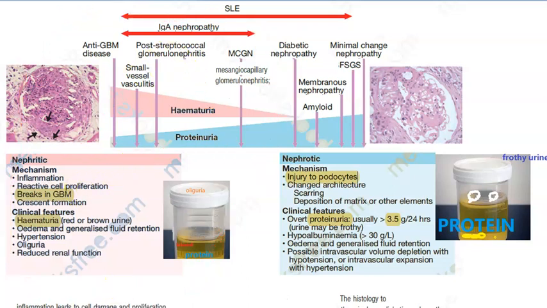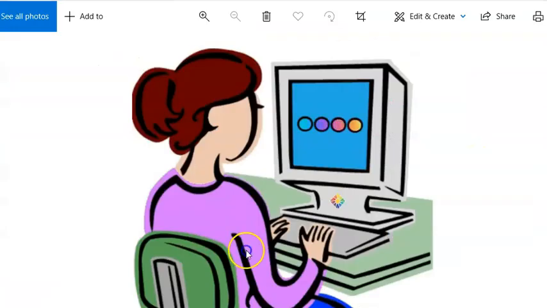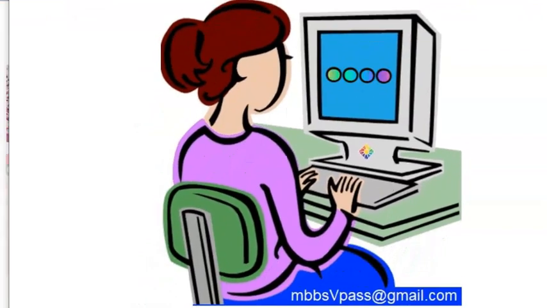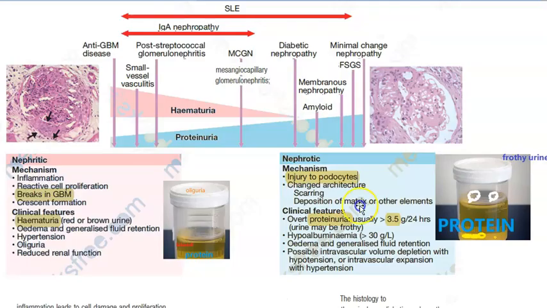Nephritic itself can later progress to become nephrotic. That is another thing you have to understand. And nephrotic is more serious. There's a lot of protein loss in nephrotic. For both of these conditions, the treatment is steroids only. Nephritic can be a little self-limiting. Nephrotic is more worse.